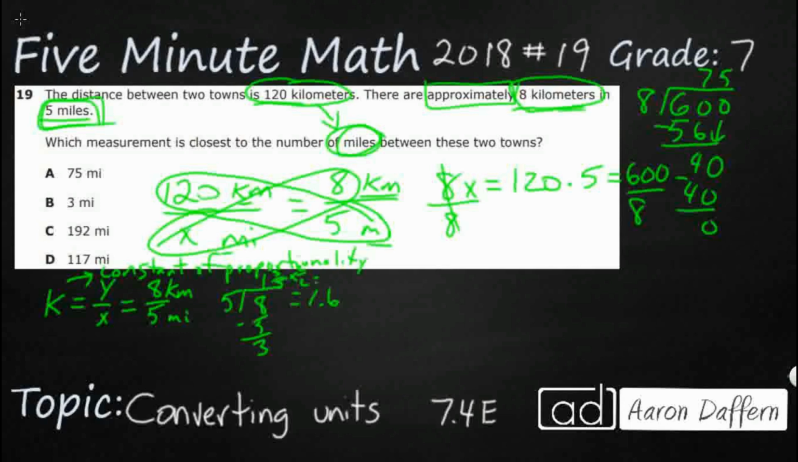Now, how does that help me? Well, in my equation that I use for rate, it's y equals kx. Well, my k equals 1.6. And remember, my kilometers were my y, and they gave me the y of 120. So they gave me 120 kilometers, and I'm looking for x miles. So I can just divide both sides by 1.6. So if I were to divide 1.6 into 120, guess what I'm going to get? A 75.